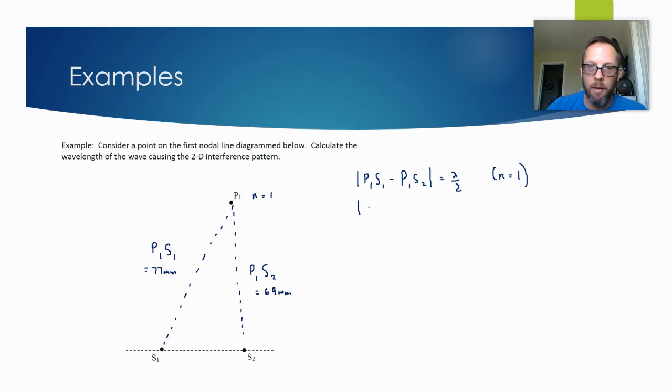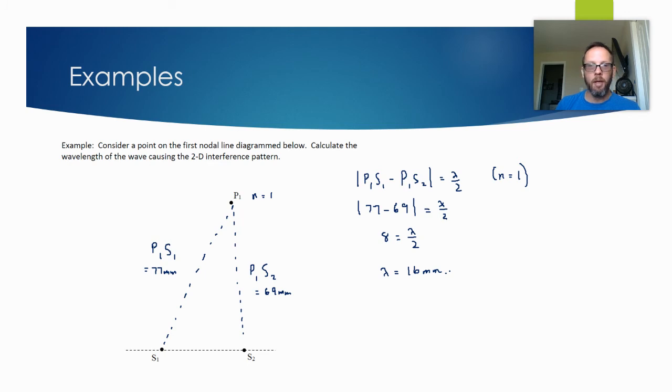So P1S1 was 77, P1S2 was 69. And we know that's equal to half the wavelength. That gives us 8, and the absolute value of 8 is 8. So 8 equals lambda over 2, and we get lambda being 16 millimeters. So this is neat. You can measure the wavelength. If you're unsure about the wavelength of the source you're using, you can find it by analyzing path differences.